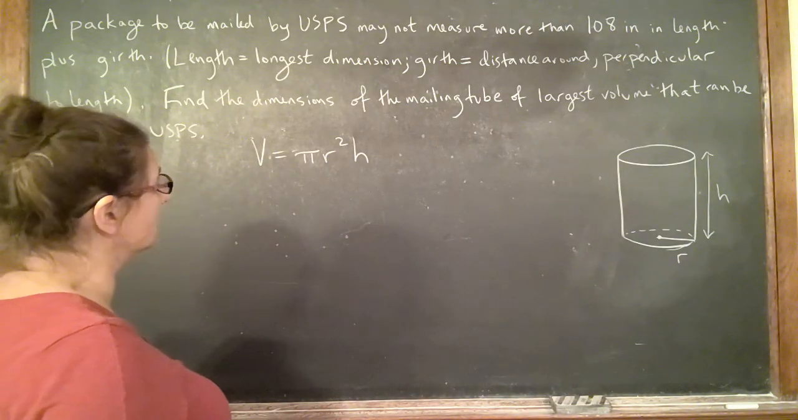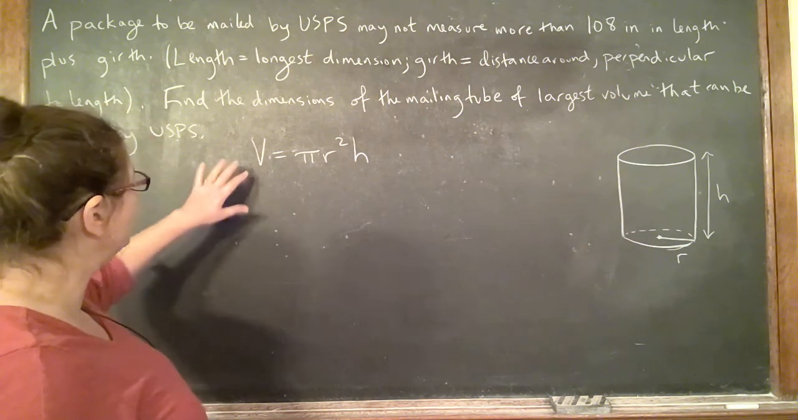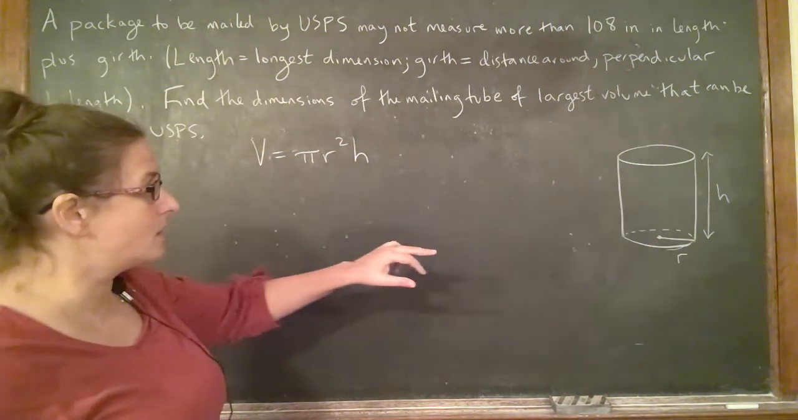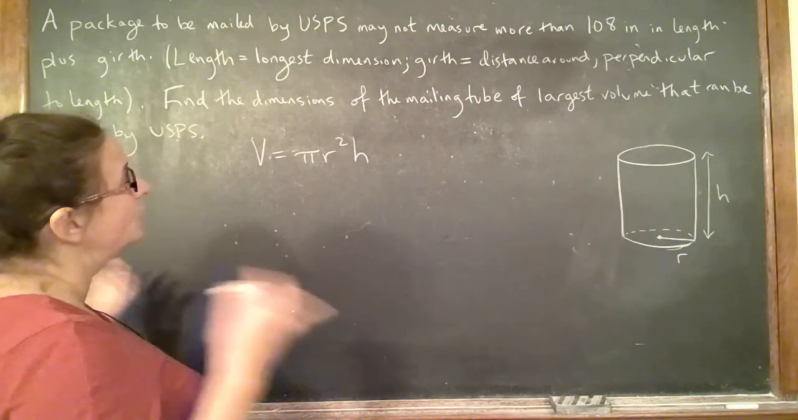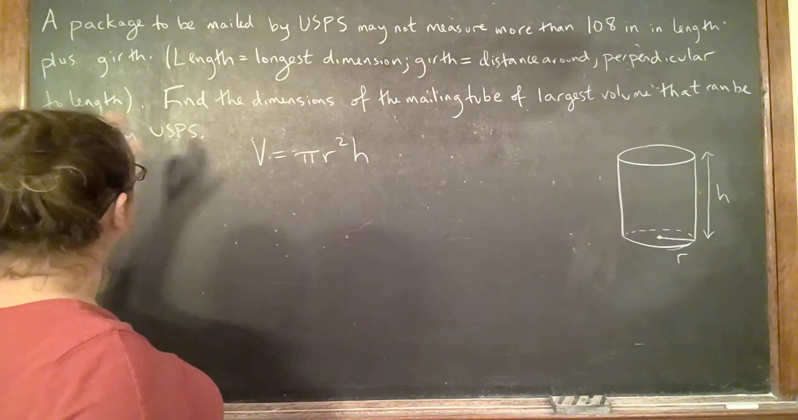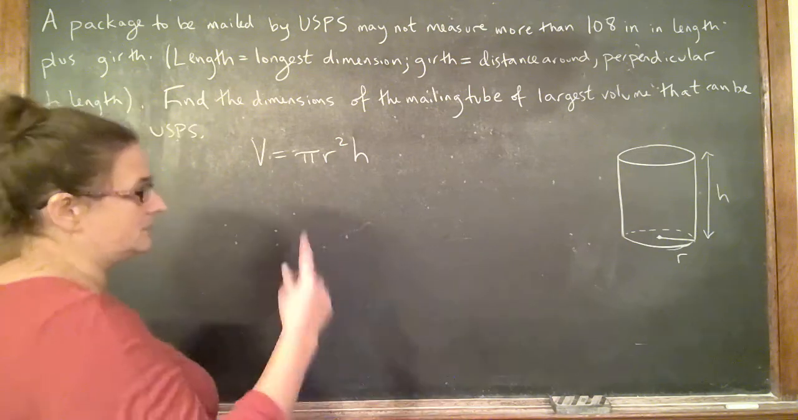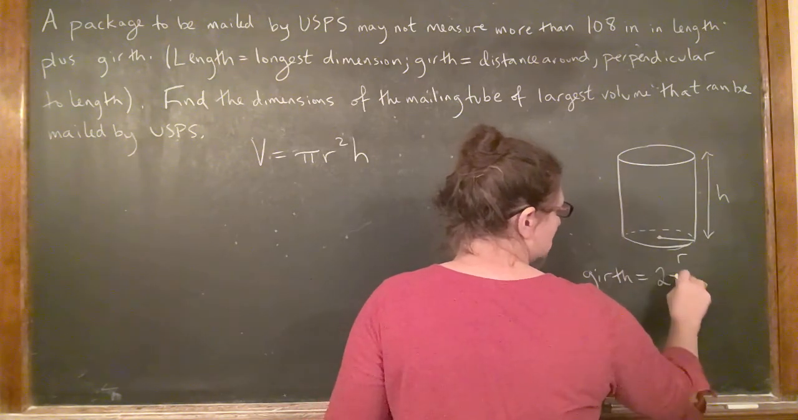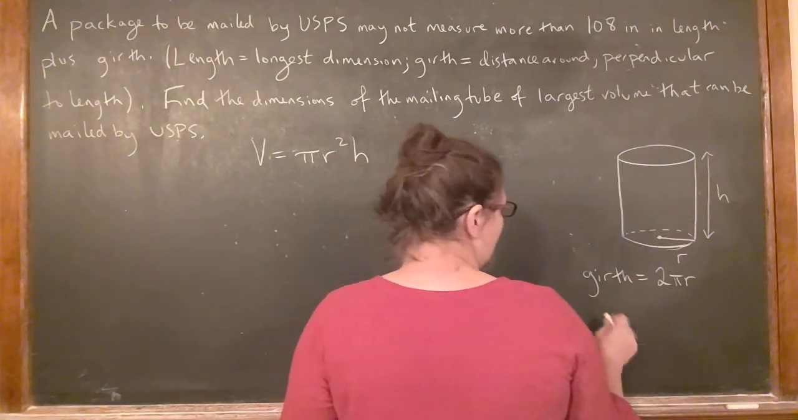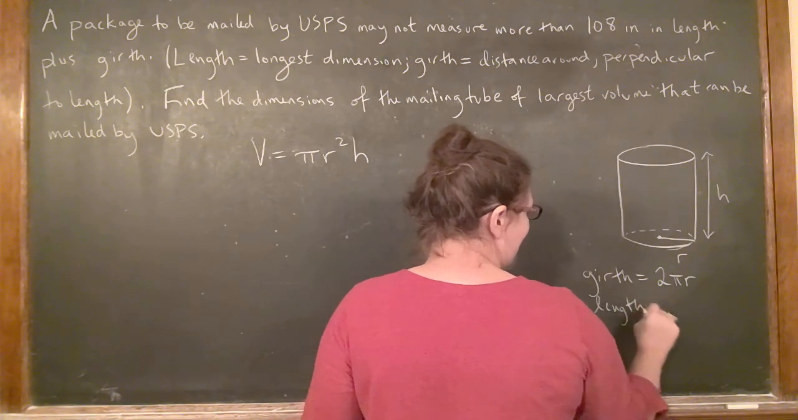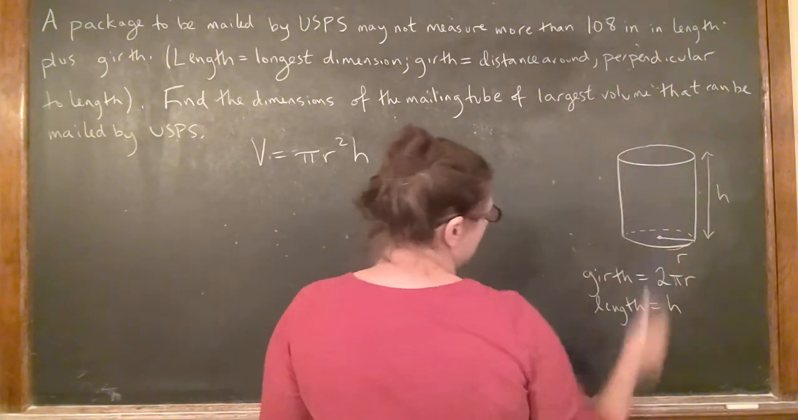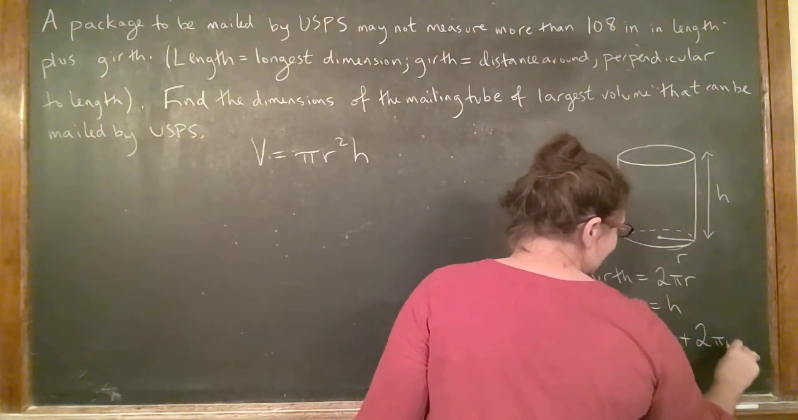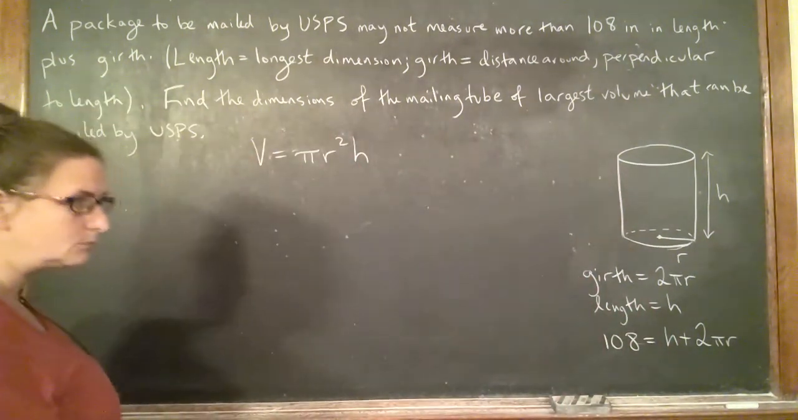Now, what else are we going to do? We need to find the maximum volume, so we want to take the derivative, and we have to figure out the relationship between our height and our radius. The girth here is going to be the distance around, so girth is 2 pi r, just the circumference of the circle. And then the length is just our h. So what this means is that we have 108 equals h plus 2 pi r. That is our constraint.